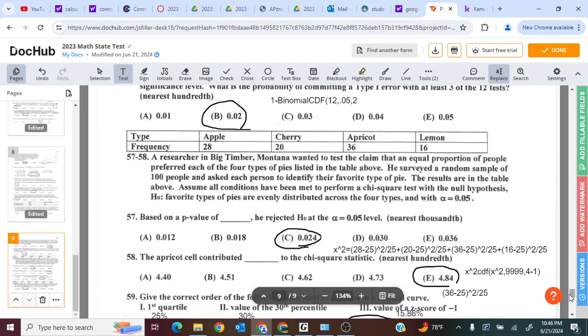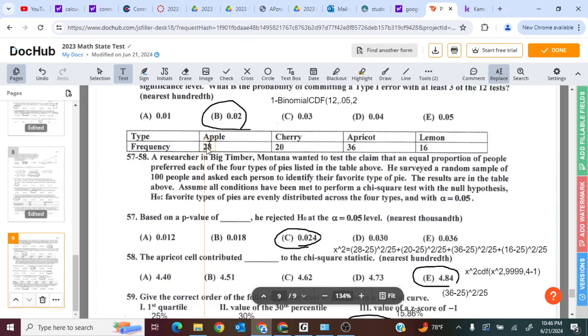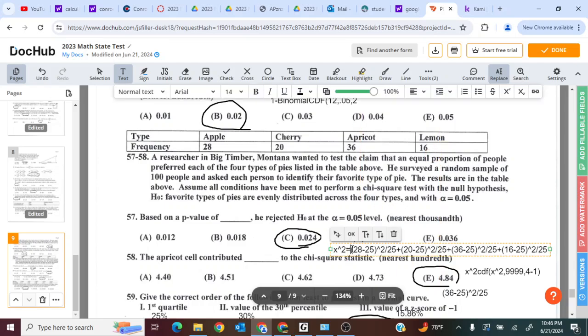57, chi-squared test. All right. Here's the deal about those. I'm going to just tell you how to do a chi-squared test and get the p-value. Basically, you're looking for this x squared value, and that is equal to the distance from your expected value squared over your expected value. Well, they are expecting them to all be the same, so 100 over your 4. You're expecting each thing to have 25. So your actual minus your expected squared over your expected. Do that for every single value.